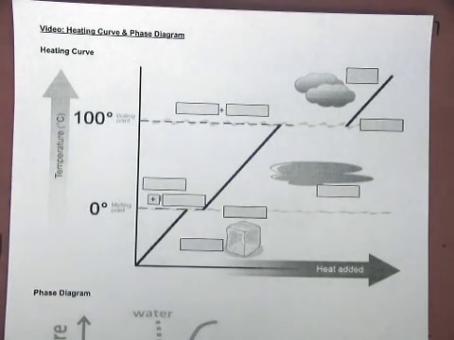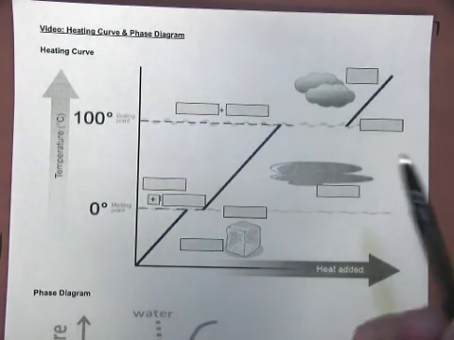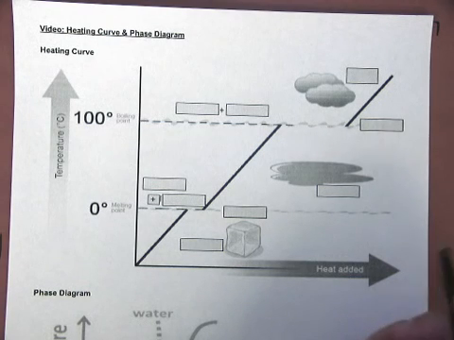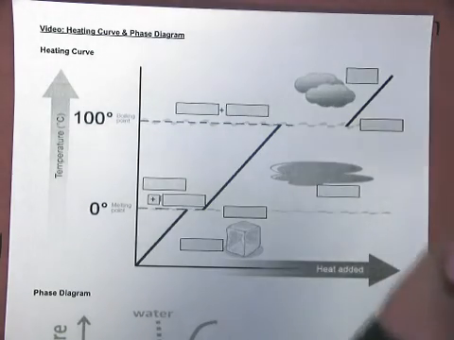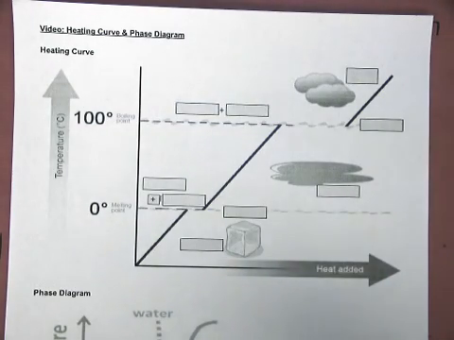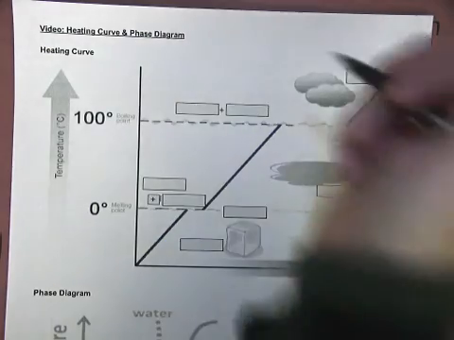This video is on heating curves and phase diagrams. So we've talked already about states of matter, and we said that as we add energy to a state of matter, they're going to change from a solid to a liquid to a gas. When we add energy and they change from solid to liquid to gas, we said that they start to vibrate faster and they start to spread out.